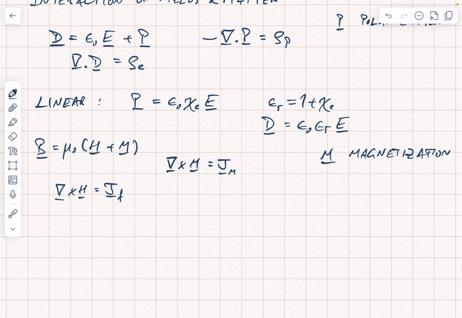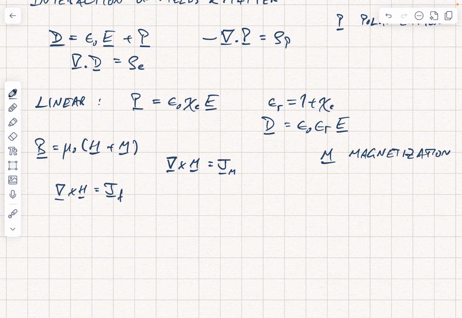So when we're thinking about doing experiments, H is often the field that we consider because the free current density typically is something that we apply as experimentalists. We will have a coil of wire that gives us that field. Whereas for electric fields, typically we'll be using potentials that we apply, and we'll look at potentials in a moment.